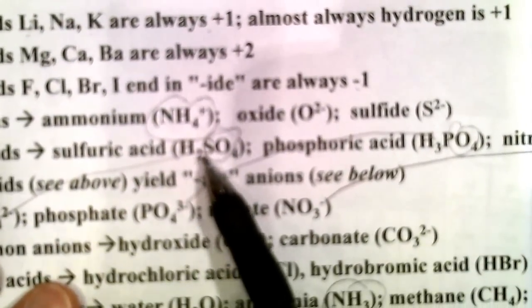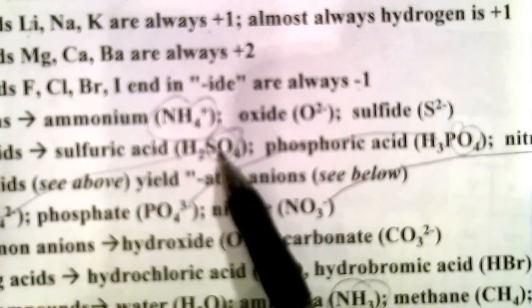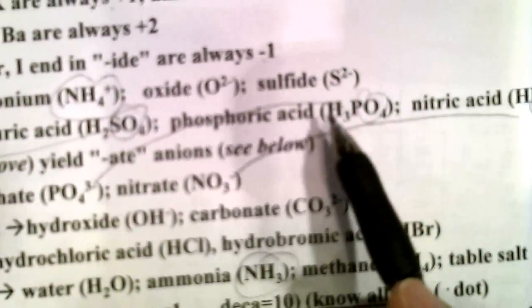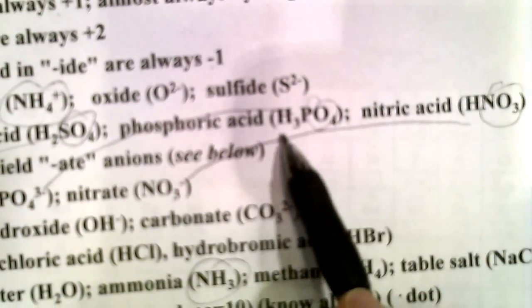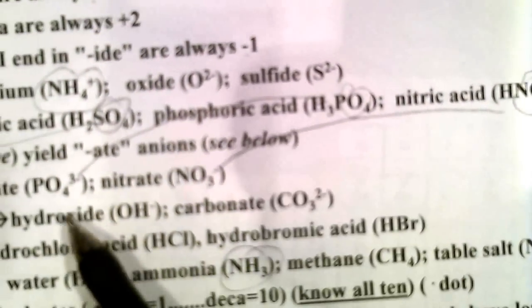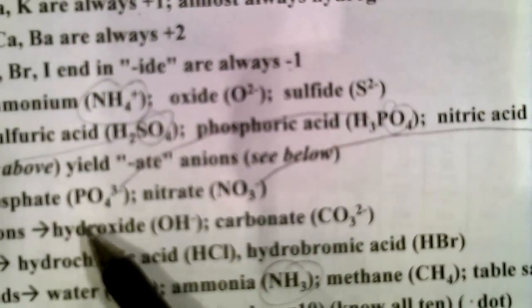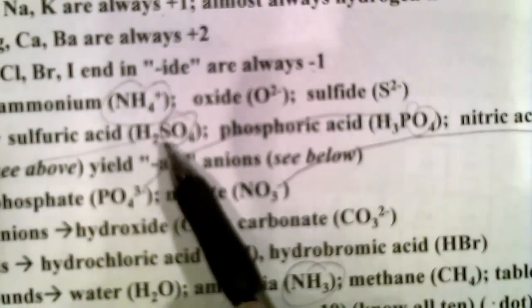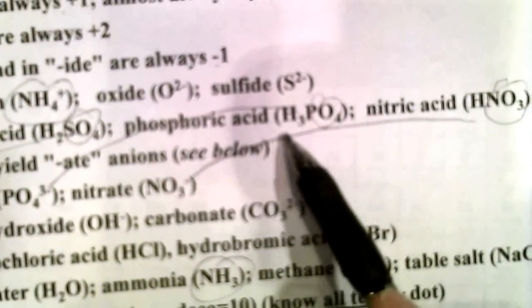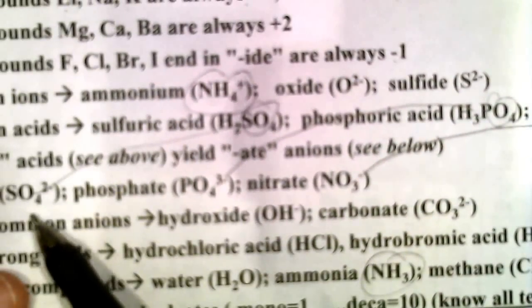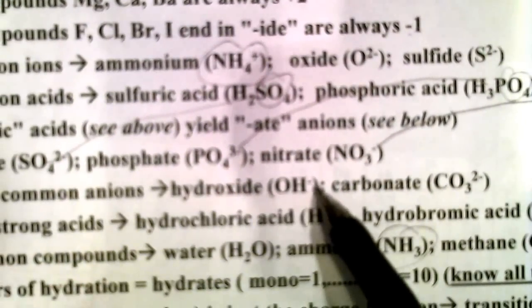So depending on how many hydrogens you have, you'll end up with a polyatomic ion called sulfate here with a -2 charge. If you lose the 3 hydrogens here, you'll have phosphate, and 1 hydrogen here will be nitrate. So there's not quite as much memorization as you might think. You'll need to know, again, sulfuric, phosphoric, and nitric will give you sulfate, phosphate, and nitrate.